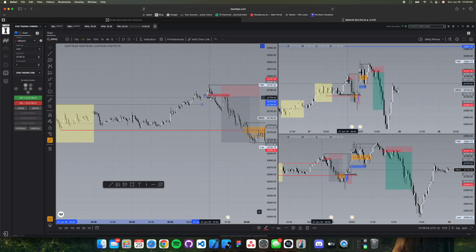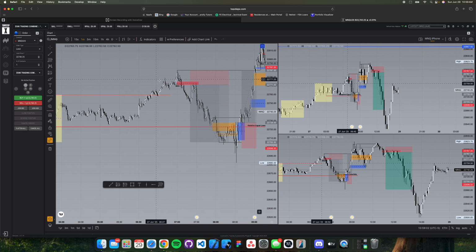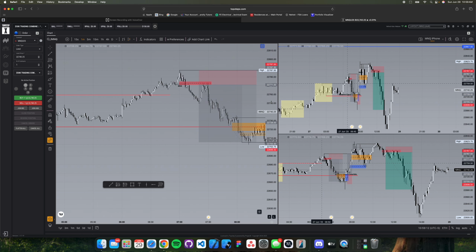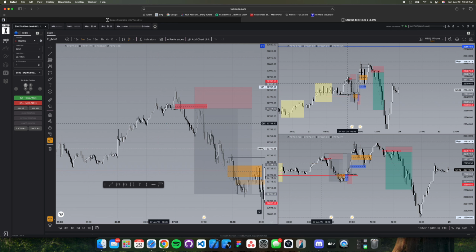Here we see a market structure shift. Price breaks down and closes below this recent swing low, indicating a possible movement to the downside. We see a fair value gap created. Price trades up just into this gap before it breaks down further.